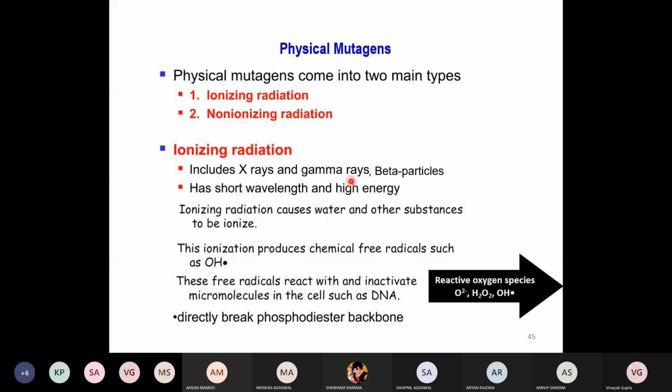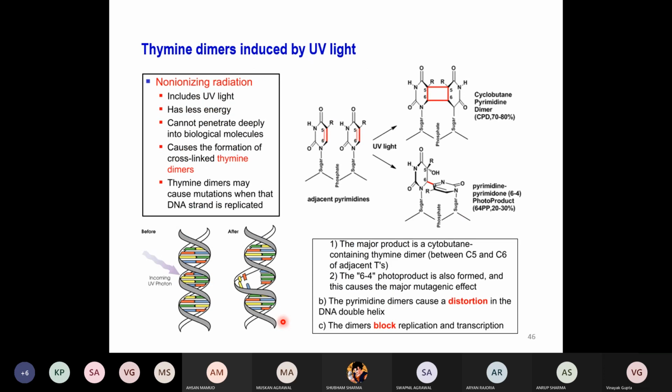So ionizing radiation can give rise to different reactive oxygen species, ROS, and especially if we talk about the DNA, they are going to directly attack the DNA, and they are going to break the phosphodiester bond. So breakage of the DNA basically. And if DNA breakage is going to happen, then the cell is going to die. Okay, so this is going to be the effect of your ionizing radiation. Non-ionizing radiation, which you can see here, is like UV light. That is an example of non-ionizing radiation.